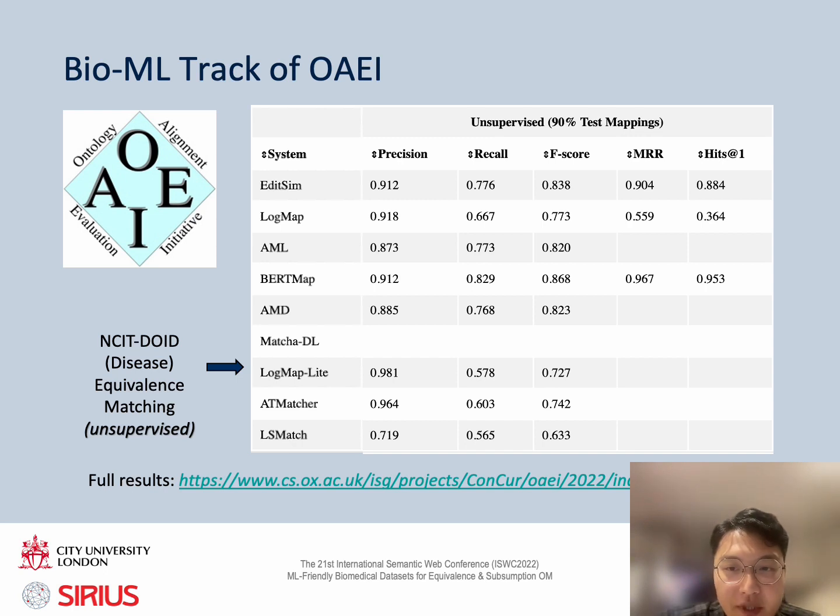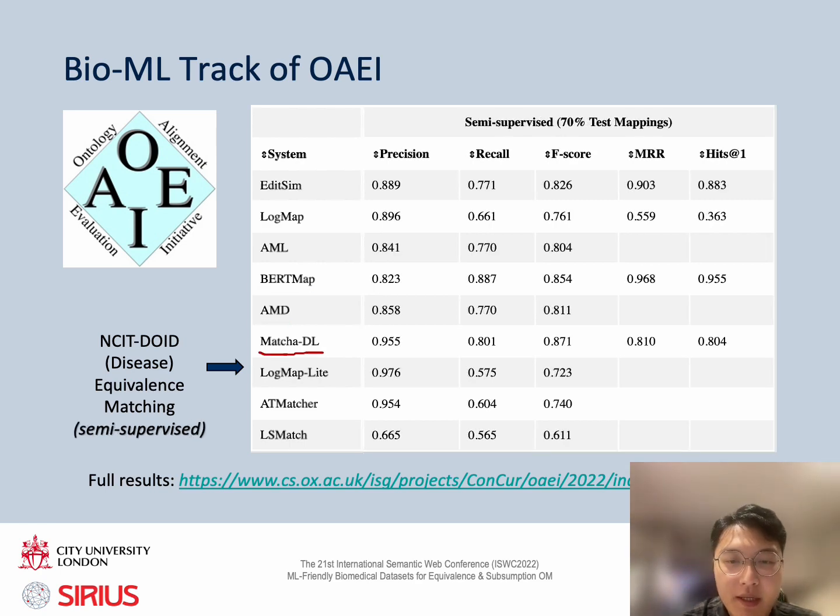Here is an example of a result table for the NCIT to DOID pair under the unsupervised setting. Results are tentative because by the time of this recording, it is possible to have more participating systems. So systems are allowed to freely choose different evaluation settings: equivalence matching, subsumption matching, or both; global matching or local ranking, or both; unsupervised or semi-supervised, or both. So this year we have 3 machine learning-based systems, BERTMap, AMD, and Matcha, and the rest are rule-based systems.